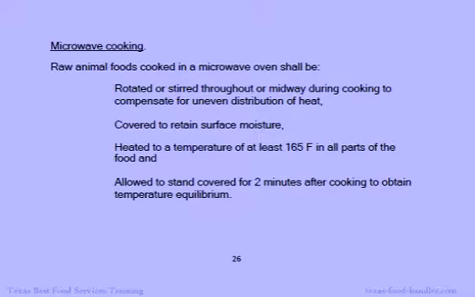Microwave cooking. Raw animal foods cooked in a microwave oven shall be rotated or stirred throughout or midway during cooking to compensate for uneven distribution of heat, covered to retain surface moisture, heated to a temperature of at least 165°F in all parts of the food, and allowed to stand covered for 2 minutes after cooking to obtain temperature equilibrium.